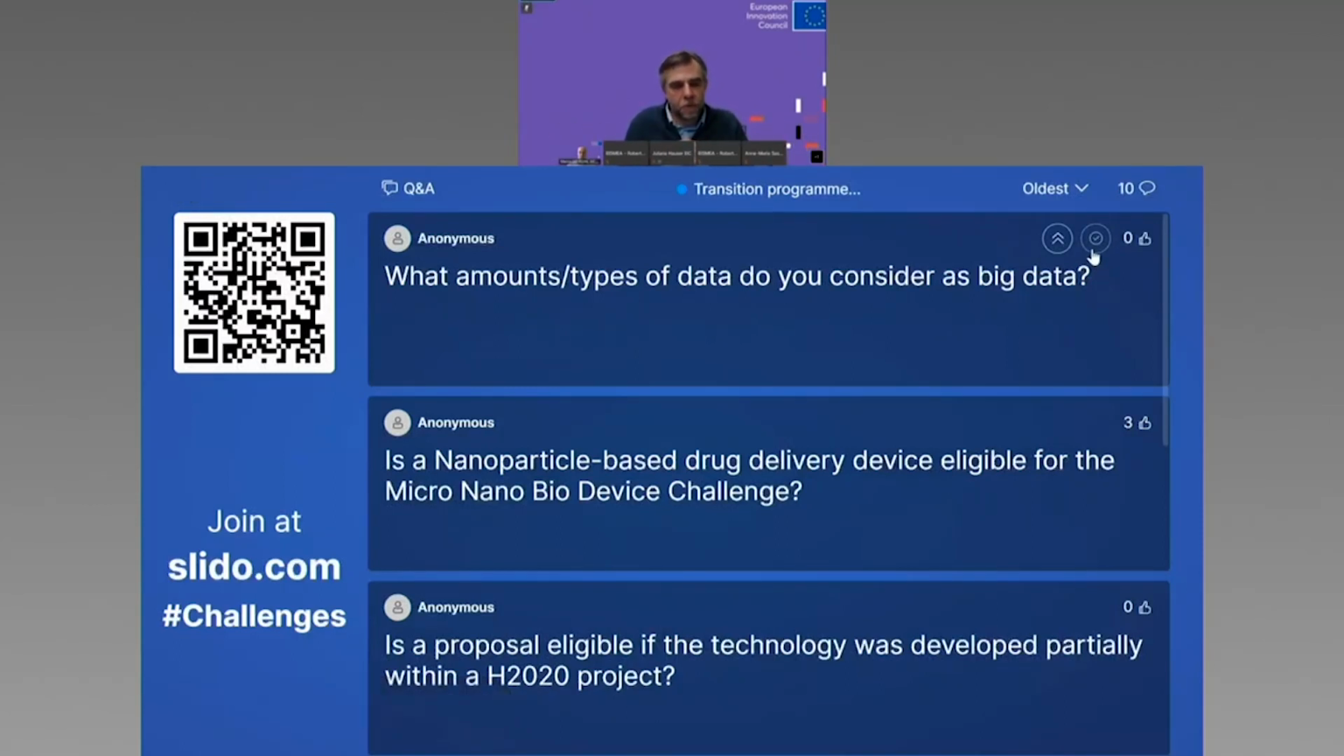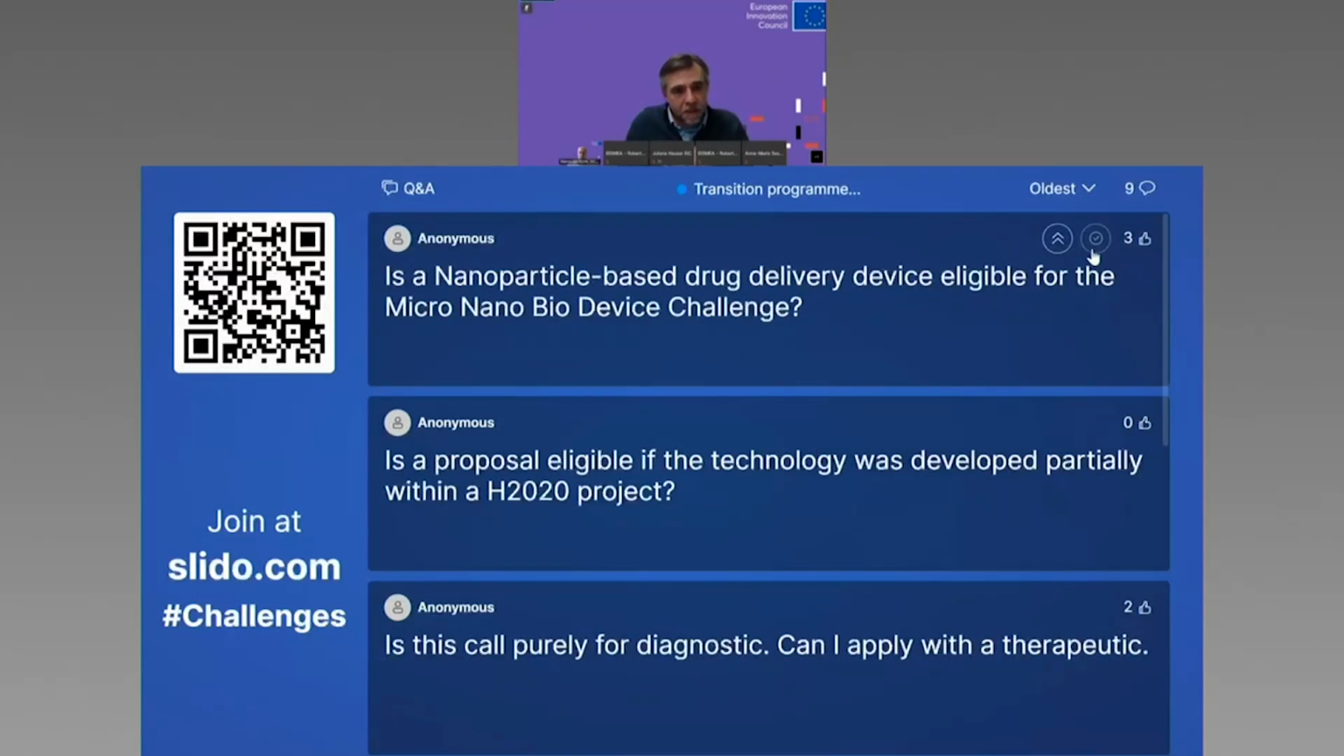So don't worry too much about the actual size of the data set. Is a nanoparticle-based drug delivery device eligible? Well, there is a nano component clearly there. And if there is a device which is more than nano, well, it matches some aspects of the call.